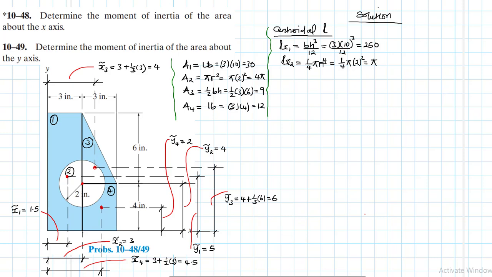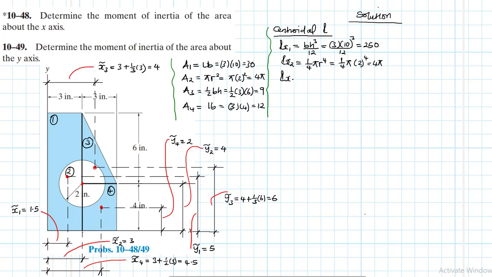Okay, so let's move on. Oh no, to the power 4, sorry. This is to the power 4, not to the power 2. So this is the power 4. 1 over 4 pi times 2 to the power 4. That is 4 pi.